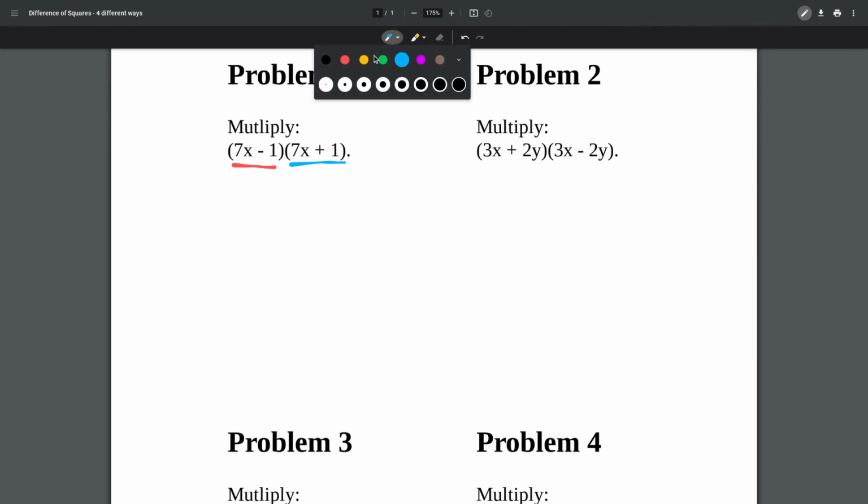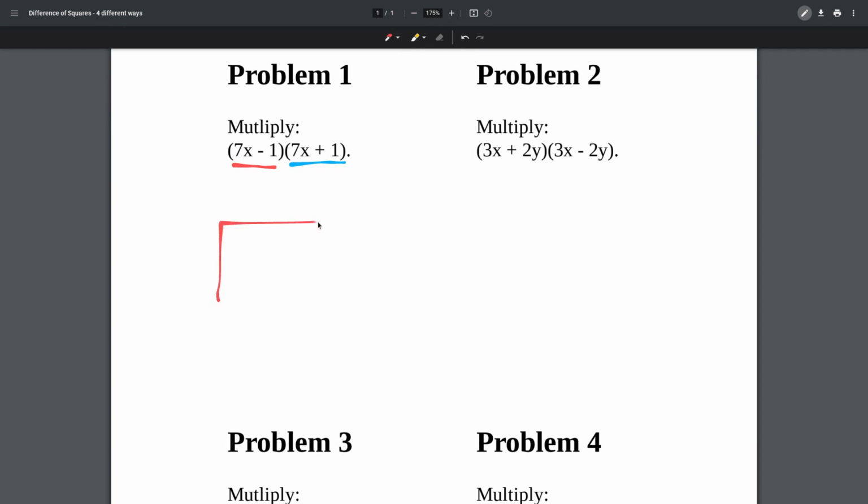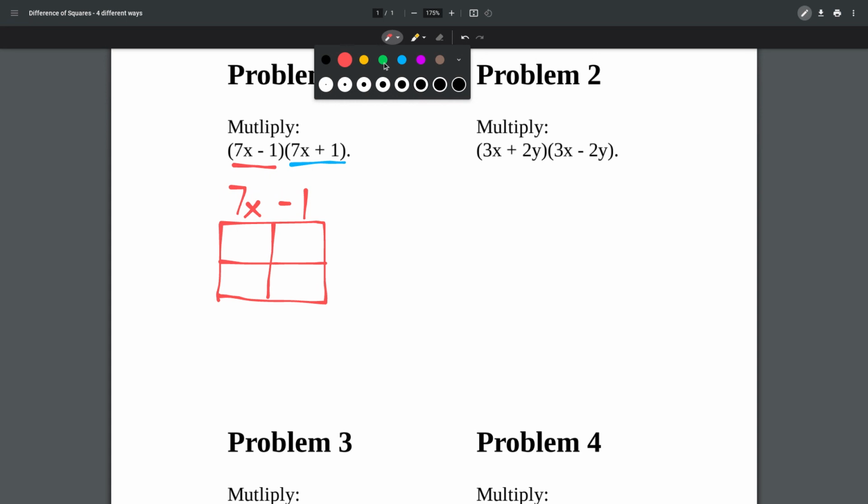So what we're going to do for method 1 is use a Punnett square. So I'm going to draw out this square here. And this is an organizational method that a lot of students like. And I'm going to put 7x minus 1 on one of the sides. Doesn't matter which one. I could have it down like this and have the other one up like this. And then on the other one, I'm going to put 7x plus 1. And then we're going to multiply the terms where they meet up in the particular squares here.